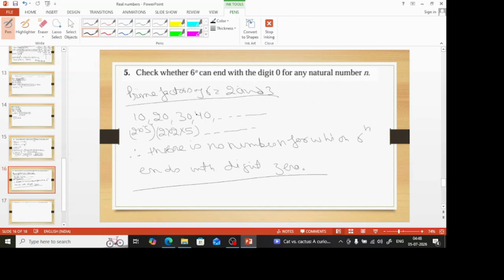I repeat once again. First, we will calculate the prime factors of 6, that are 2 and 3. And now we will see, it says it should end with the digit 0. For any number to end with 0, it should have 5 as a factor. But here 2 and 3 are the factors, 5 is not a factor. So therefore we can say there is no number n for which 6 raised to the power n ends with the digit 0.